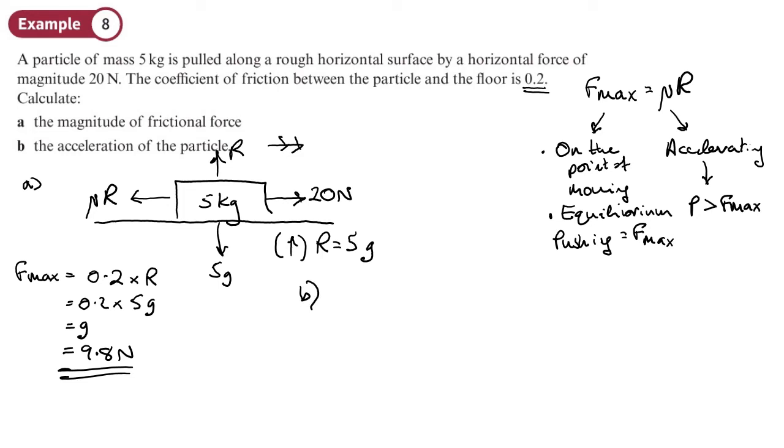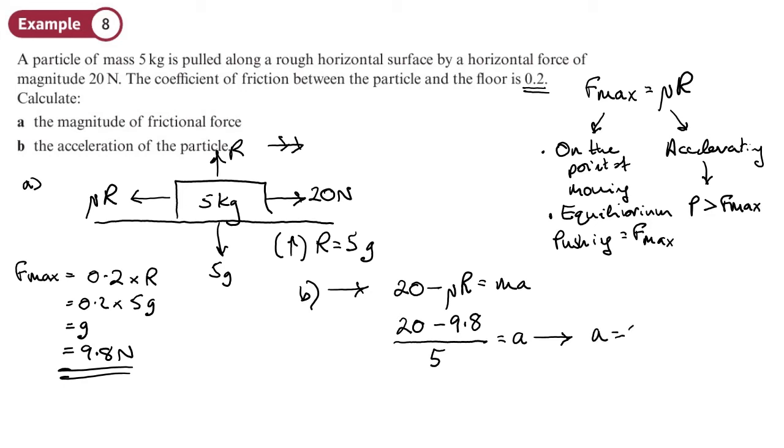The acceleration of the particle, well, since it's moving that way and it's accelerating, the 20 minus mu R is the resultant force that equals ma, right? The 20 minus mu R, which we've worked out as 9.8, that's the maximum frictional force, divided by the mass, which is 5, gives me the acceleration. So 20 minus 9.8, divide that by 5, 51 over 25, which is 2.04. So I'll just write that down, not newtons, meters per second squared. So a equals 2.04 meters per second squared.